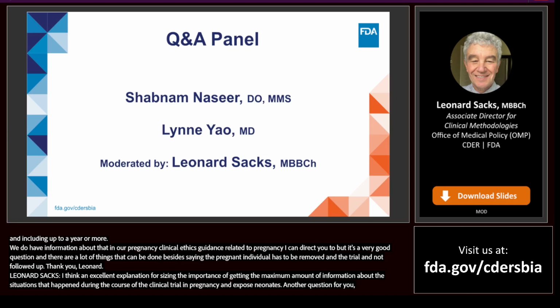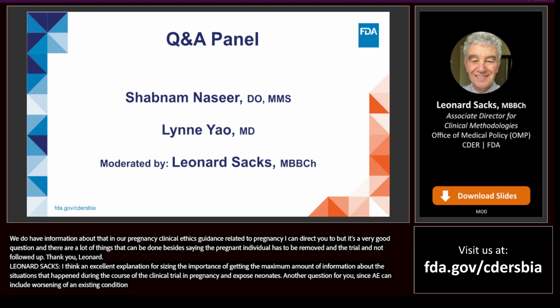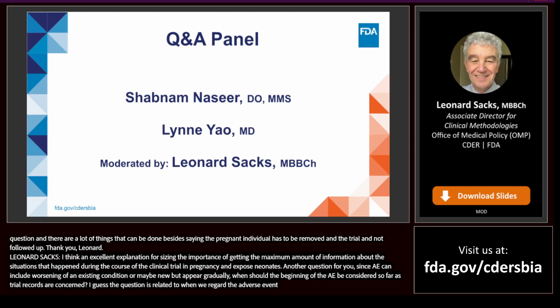Here, since an AE can include a worsening of an existing condition or may be new but appear gradually, when should the beginning of the AE be considered insofar as trial records are concerned? So I guess the question here is related to when do we regard the adverse event as beginning in relation to when the patient was put on the drug?